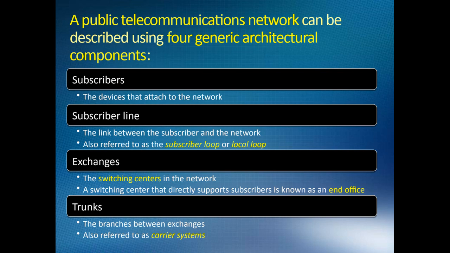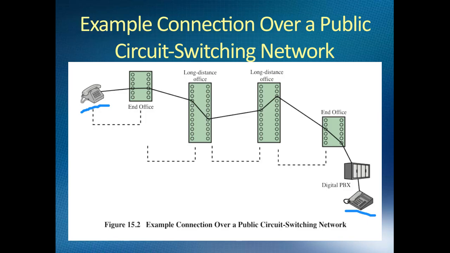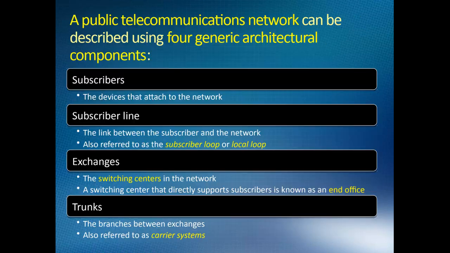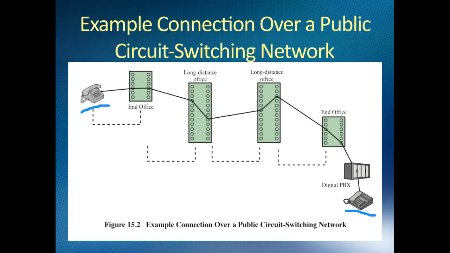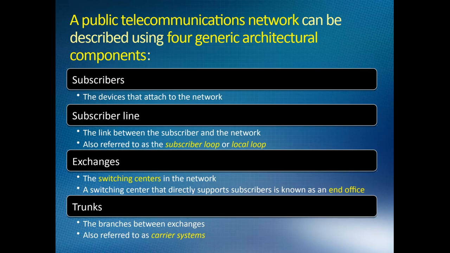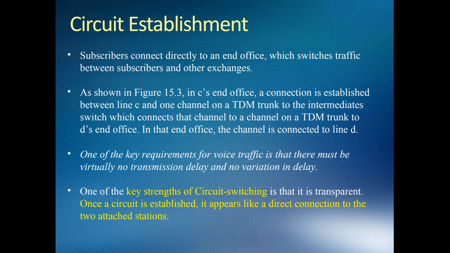Exchanges are the switching centers in the network. A switching center that directly supports subscribers is known as an end office. Why is this one called an end office? Because it's near the subscriber, but it's an exchange. The exchange near the subscriber, we call it end office. Trunks are the branches between exchanges, or we call it carrier system. So here we have the exchanges and the branches.